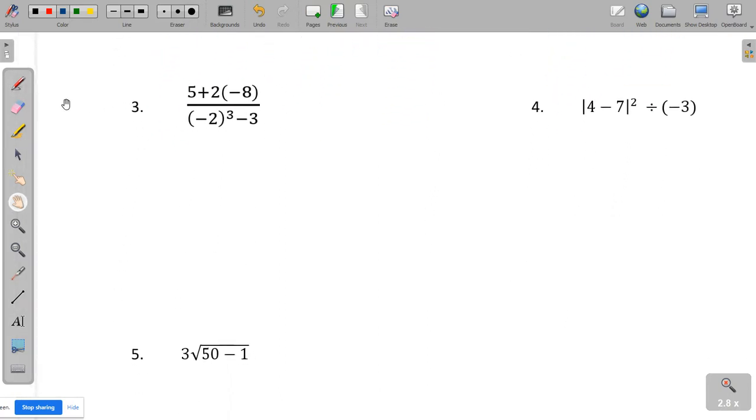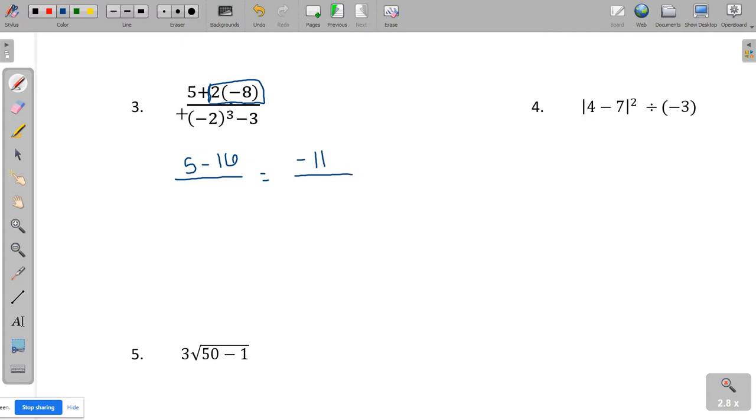Okay, we have another fraction here. So we have 5 plus 2 times negative 8 all over negative 2 cubed minus 3. So let's just focus on the numerator. First thing we have to do is 2 times negative 8 because we are multiplying. So 2 times negative 8 is negative 16. Bring down the 5. Now 5 minus 16 is negative 11.